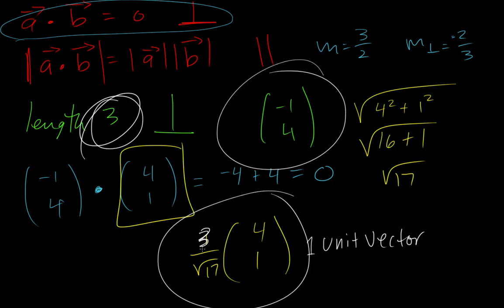And so that is going to be a vector that is 3 units long, perpendicular to this, and that's it. Now if we want to, we can actually multiply that through. If we multiply this by 3 over the square root of 17, we're going to get 12 over square root of 17, and 3 over square root of 17. And so that's another way we could represent that final vector.